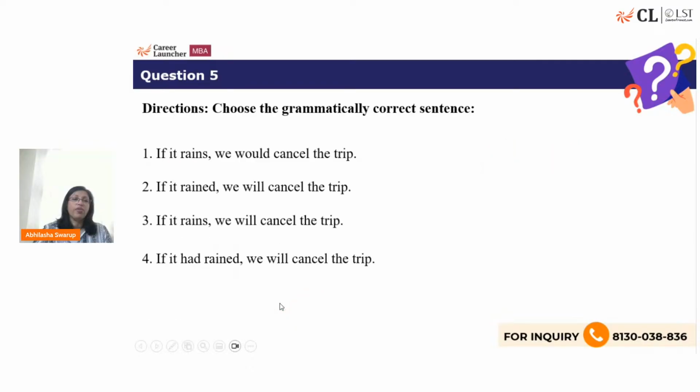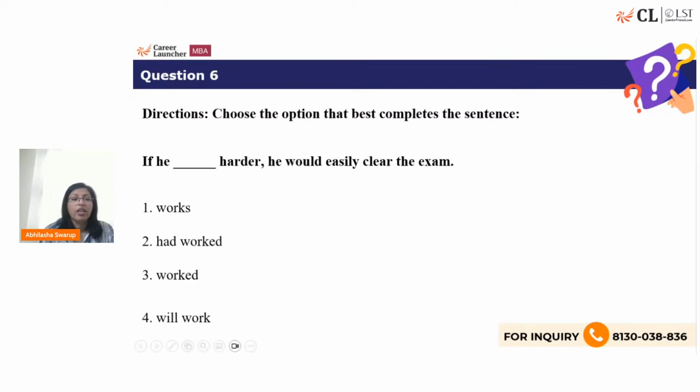So therefore, 4. If it rains, we will cancel the trip. This is the first conditional. Real condition and highly likely. Okay, if he worked harder, he would easily clear the exam. He would clear means this is the second conditional, because here I am seeing would plus the base verb. So therefore here I have to take the simple past. So if he worked harder, he would easily clear the exam.